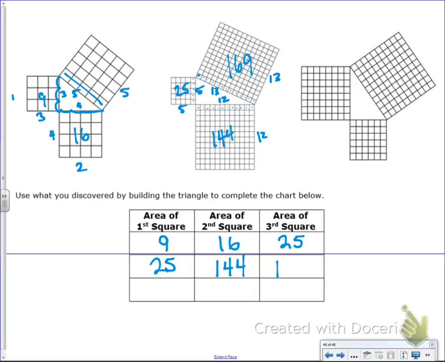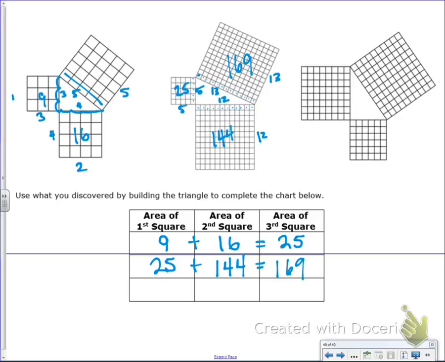Now, take a look. Have you seen the pattern yet? Do you see what's going on? Well, if you haven't, let's take a look. What happens when I get 9 plus 16? It equals 25. What happens if I get 25 plus 144? Interesting. It equals 169.